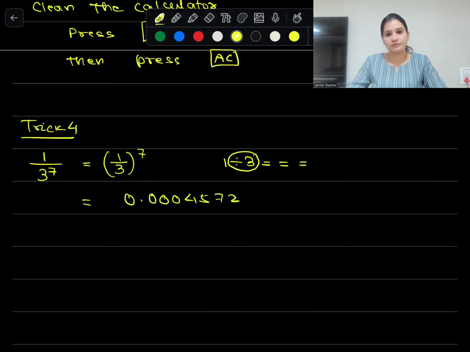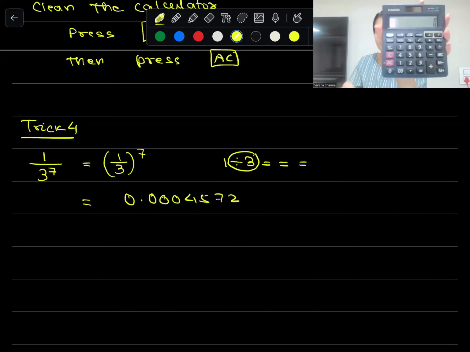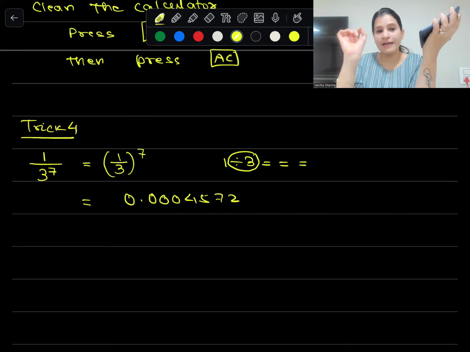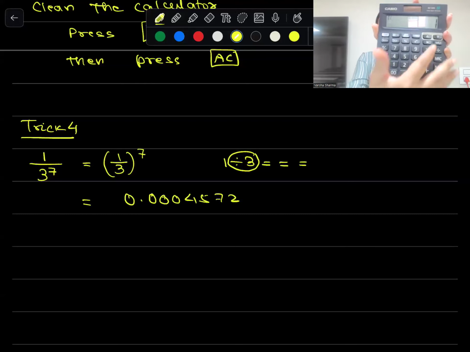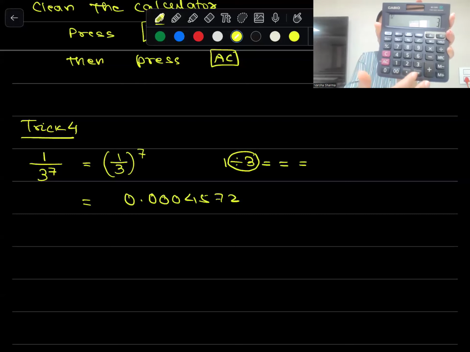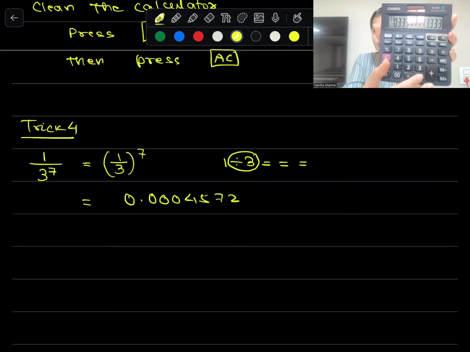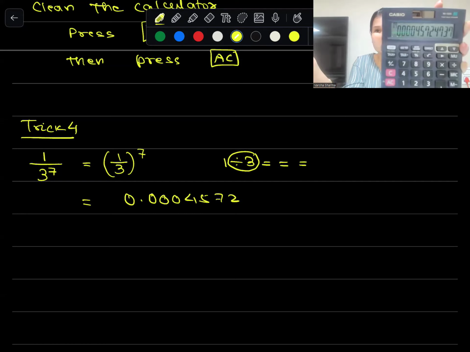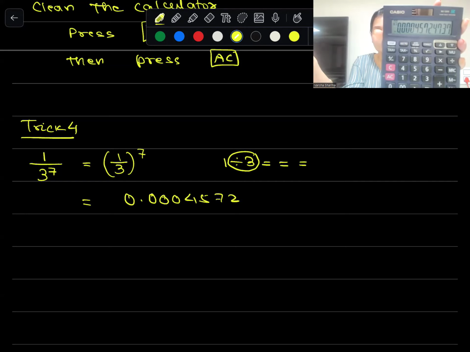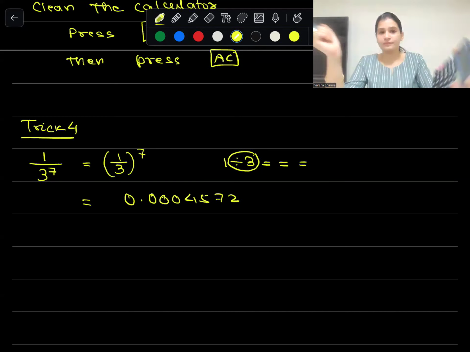Ma'am, could you please repeat it from the beginning? This fourth thing. I want to find 1 divided by 3 raised to power 7. So first, 1 divided by 3 equal, that is 1. Now you keep on pressing equal to, it will keep on dividing it by 3. So 2, 3, 4, 5, 6, 7. Yes? Thank you, ma'am.